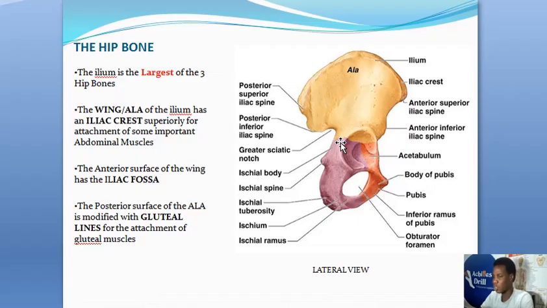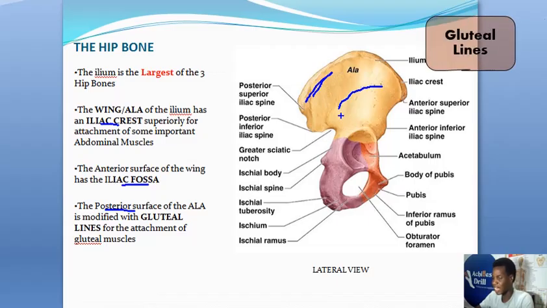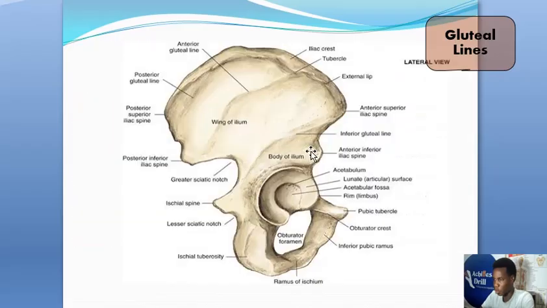Also on the posterior surface of this ala. So far we've talked about the iliac crest, and we've explained the iliac fossa located on the interior or anterior surface of the ala. However, the posterior surface is modified with some important prominences, otherwise called lines, and they are for attachment of the gluteal muscles. I have a better picture of those.